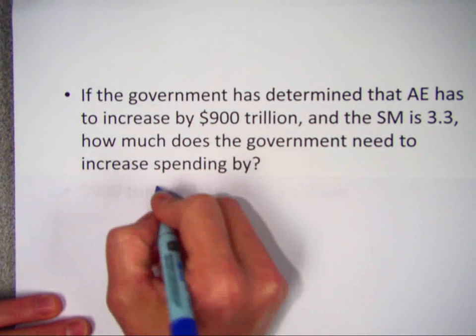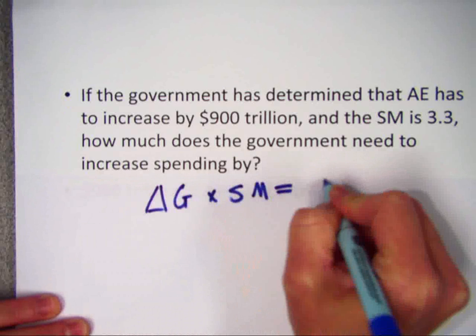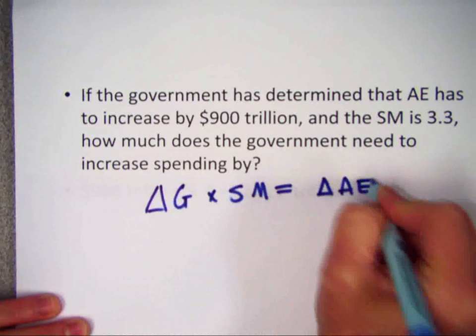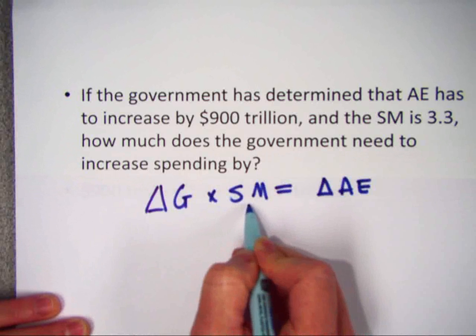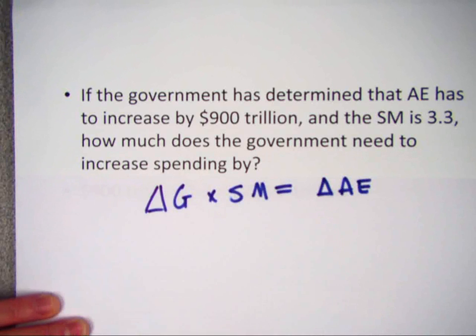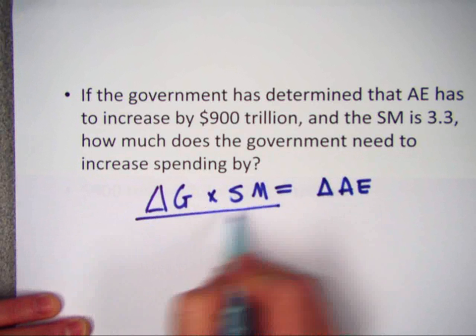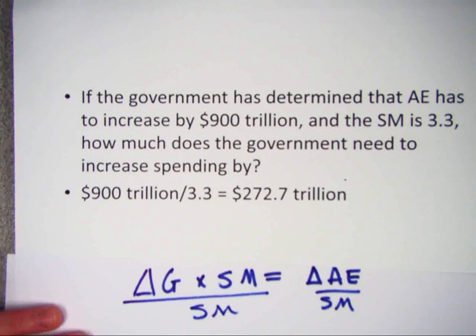Remember, we said that a change in government spending times the spending multiplier is going to give us the change in aggregate expenditures. We said if we know what this is, and we know what the spending multiplier is, we can certainly solve for what is the injection necessary to accommodate that. All we had to do was divide both sides by the spending multiplier. And that's exactly what happened here.